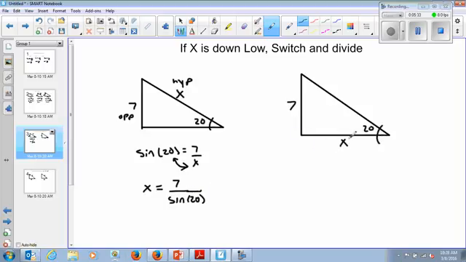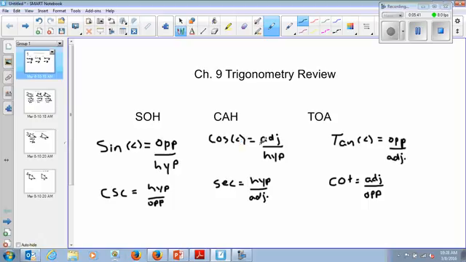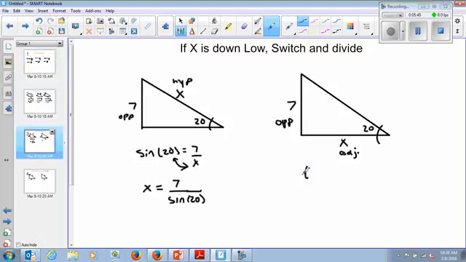This time, here's our reference angle. 7 is opposite. X is adjacent. So in this case, I look back at my ratios, opposite and adjacent. Okay, that's tangent. I'm going to use the tangent ratio. So tangent of my angle equals opposite 7 over adjacent, which is x in this case.